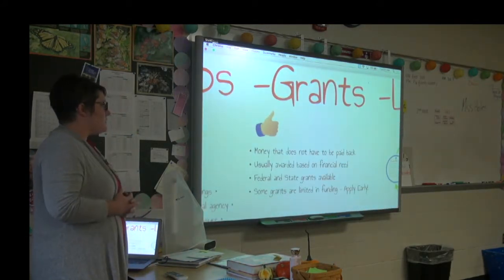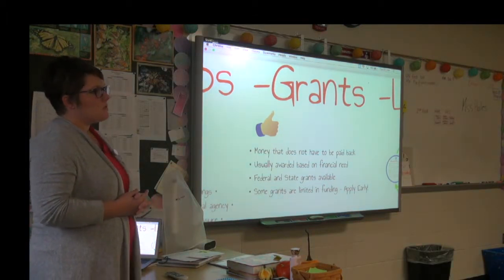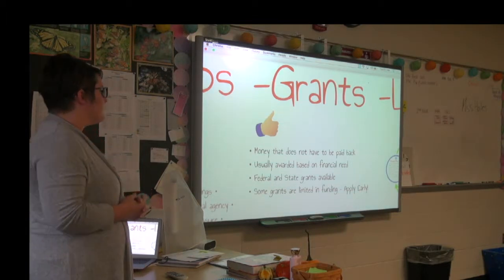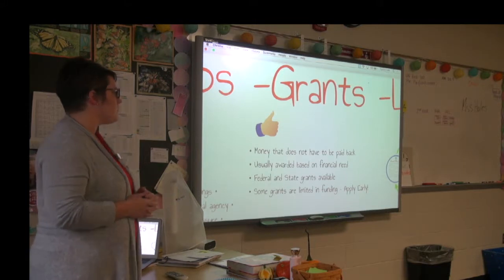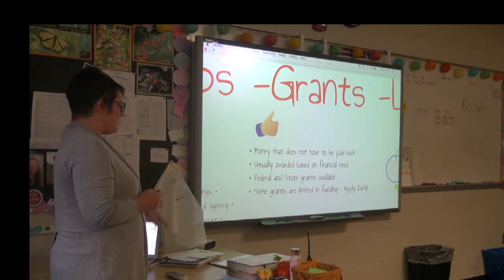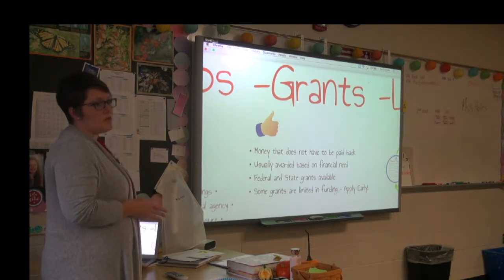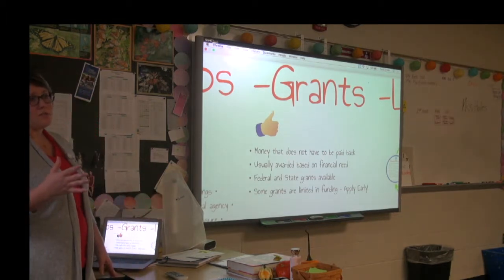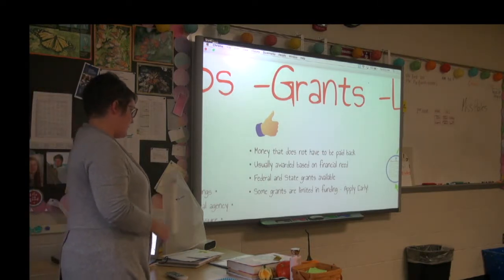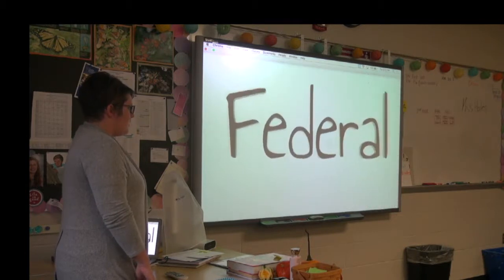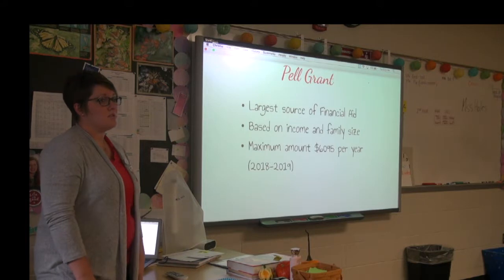And then we have grants. Grants are also gift aid, money that doesn't have to be paid back. These are usually awarded based on financial need. There are federal and state grants available as well as some institutional grants at each school that you might go to. A lot of times funding is limited on grants. Once it's gone, it's gone. So that's another reason to apply early. Not all, but a lot of them are. The basis of the financial aid package and the largest source of financial aid is the federal Pell Grant.